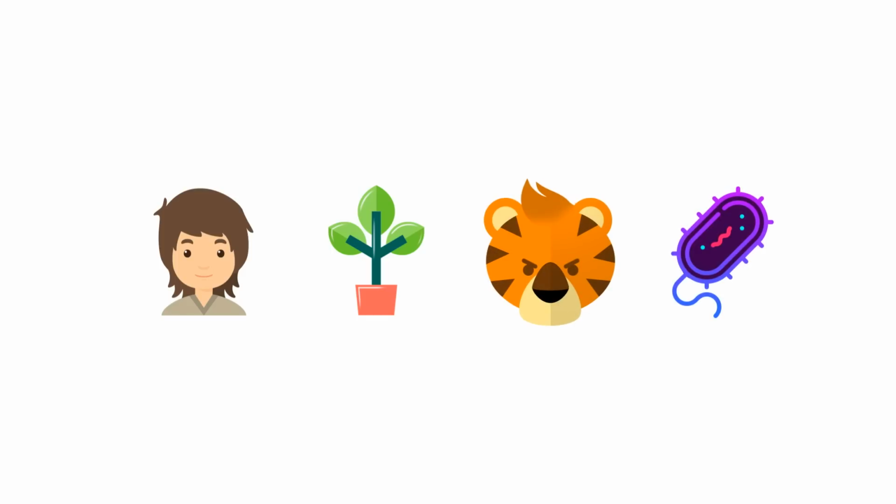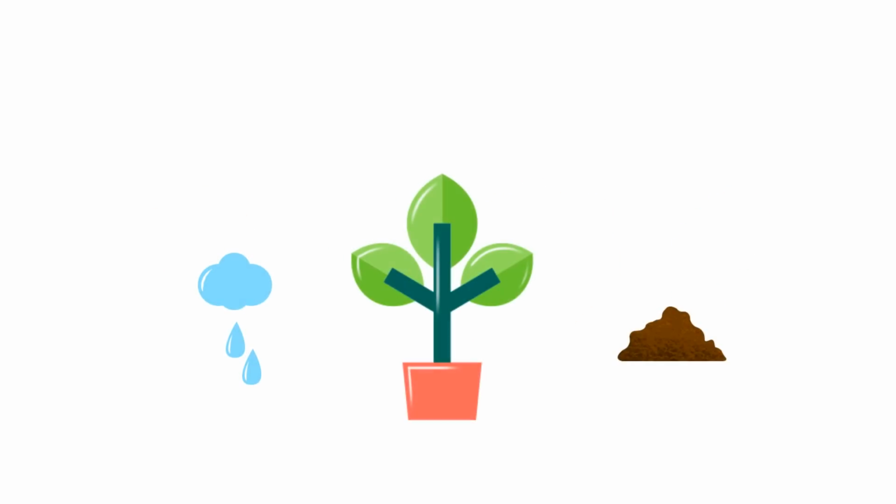Living organisms of an ecosystem are called biotic factors. For example, humans, plants, animals, bacteria. Abiotic and biotic factors are interdependent. If we change or remove an abiotic or biotic factor, it will affect the entire ecosystem.